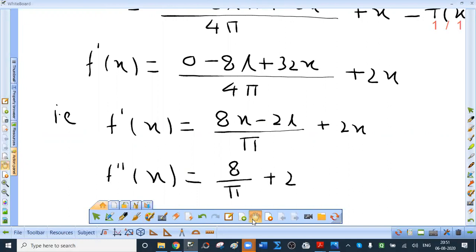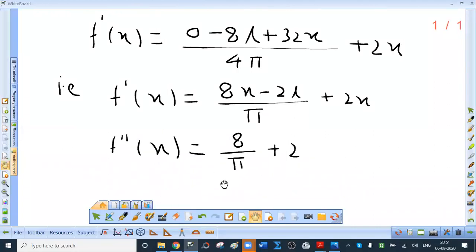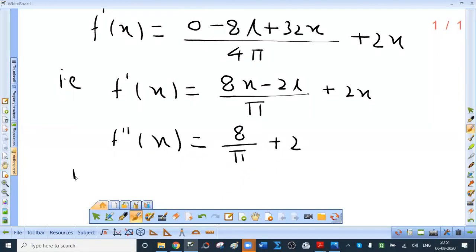So will you say that the function is minimum for all values of x? No, we are using second derivative test. So the main criterion is first derivative should be 0 at this point. So I will say now f dash of x equal to 0 gives. Solve this equation and tell me what is x.